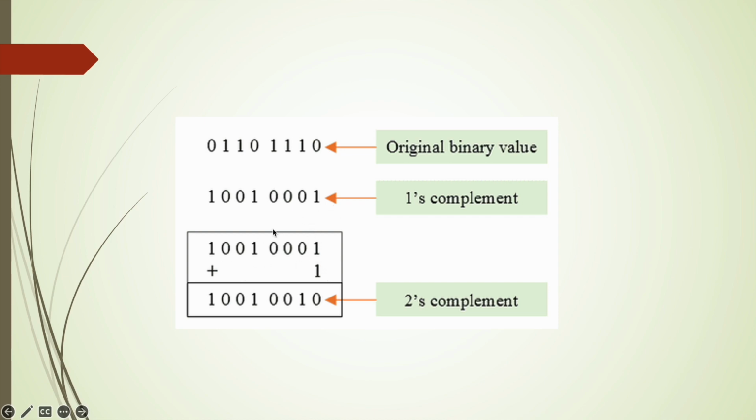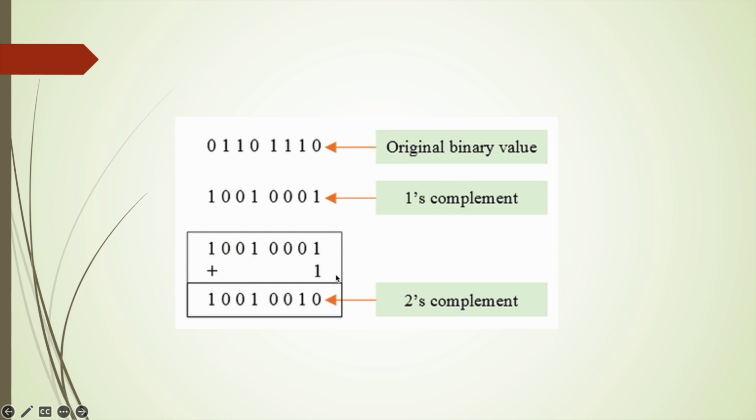So we wrote the same 1's complement value here. We added 1 to the least significant bit. So we'll get the 2's complement. 1 and 1, 1 0. 0 here, carry 1 here. 1 plus 0, 1. And the remaining bits are just copied like this. So this is a positive value, and its 2's complement negative value is this one.